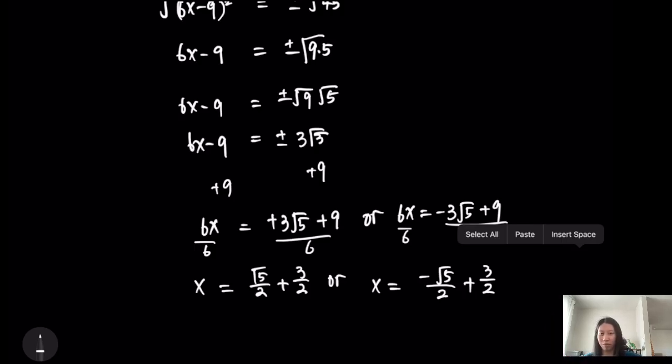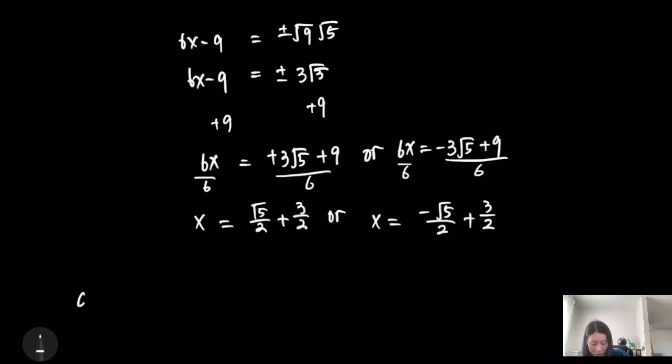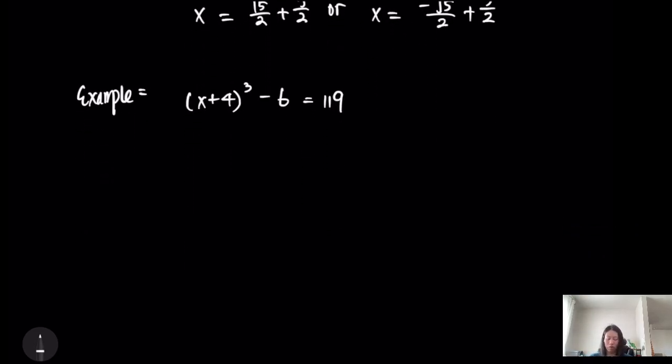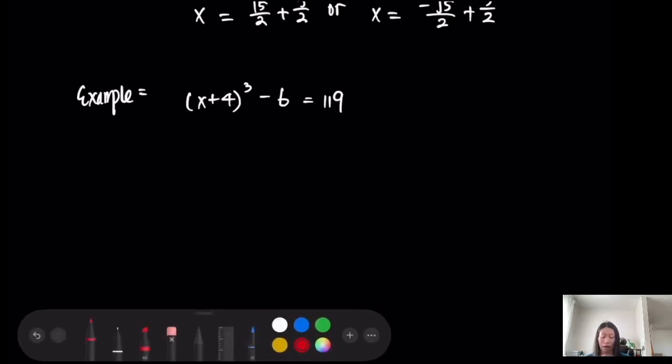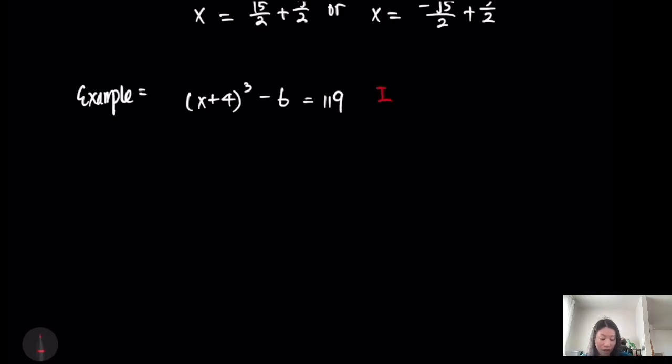Okay. Let me show you another example, such as if we have an odd power. In this one, I have x plus 4 to the third power minus 6 equals 119. So the first thing is, when you see a cubic power, you will want to use a cubic root to cancel out the cubic power. But the first step is not taking the cubic root, it is to isolate the part with the exponent first.